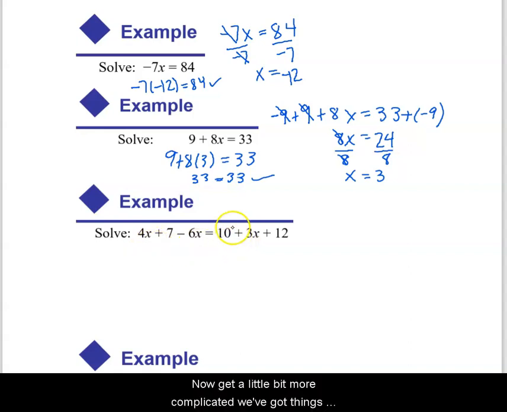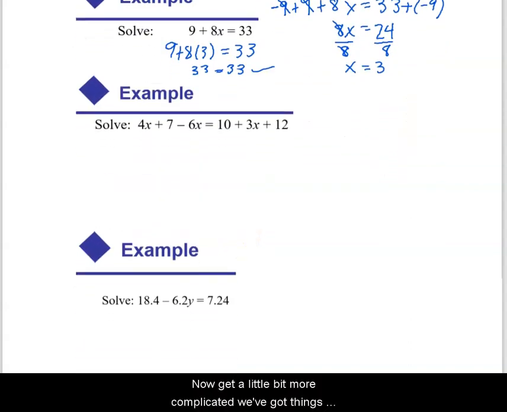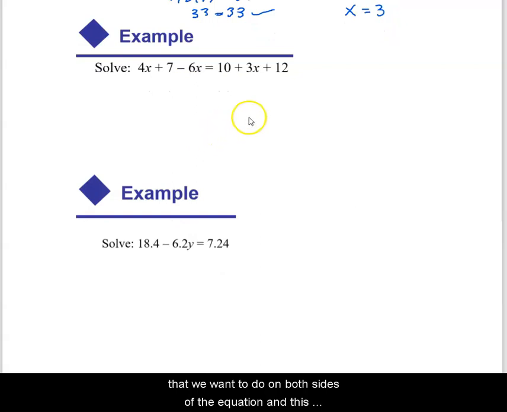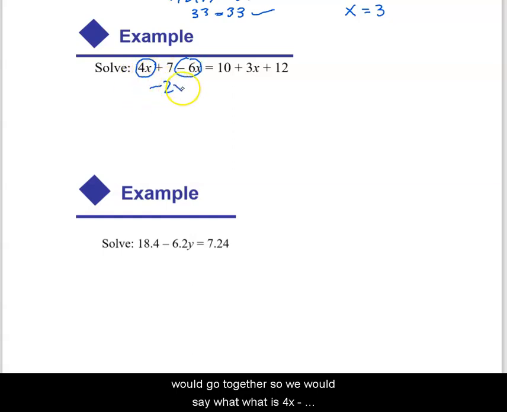Okay. Now we're getting a little bit more complicated. We've got things that we want to do on both sides of the equation. And this is an equation because it has an equal sign. So the first thing you want to do when you have all of this is you want to see if you can combine like terms, okay? The 4x and the negative 6x are what we would call like terms. They would go together. So we would say, well, what is 4x minus 6x? That's negative 2x plus 7, right? We still have our plus 7 on that side.